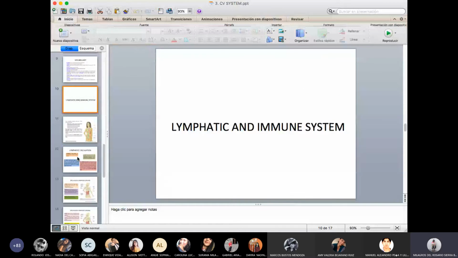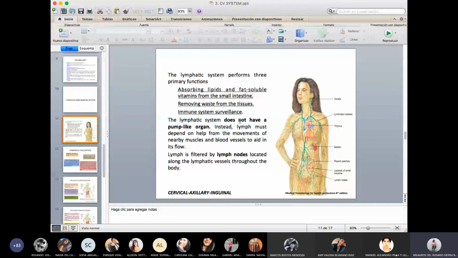Then we can talk about the lymphatic and the immune system. So unlike the cardiovascular system, the lymphatic system does not have a heart. So instead, the lymph has to go back using the nearby muscles and blood vessels to aid its flow. Okay, and you also have the lymph nodes. Remember the function of the lymphatic system.